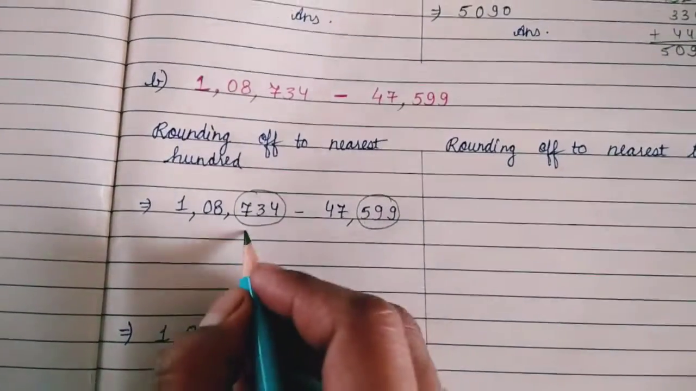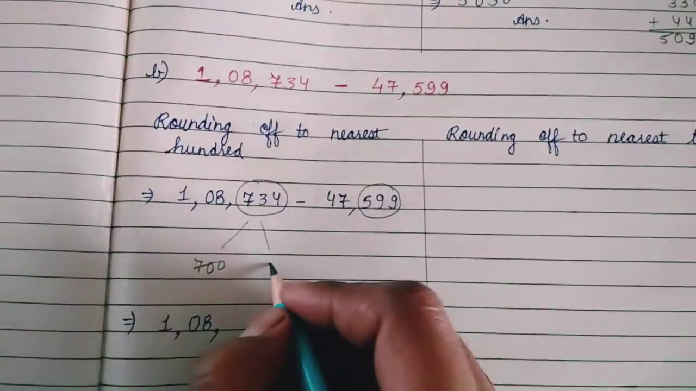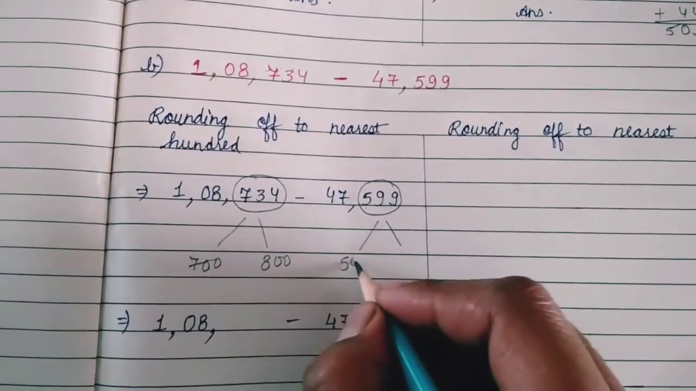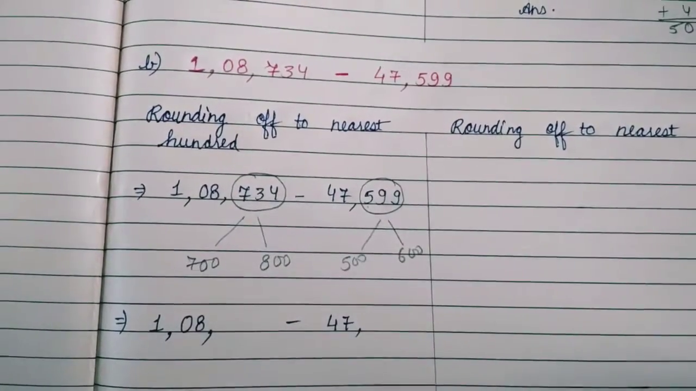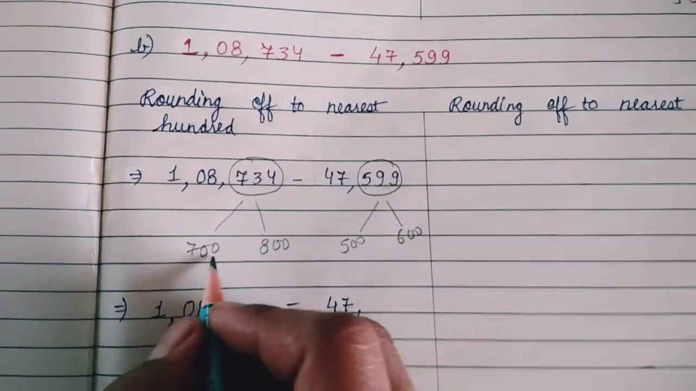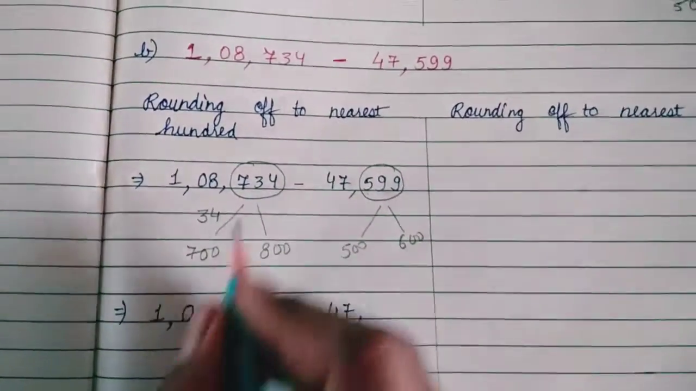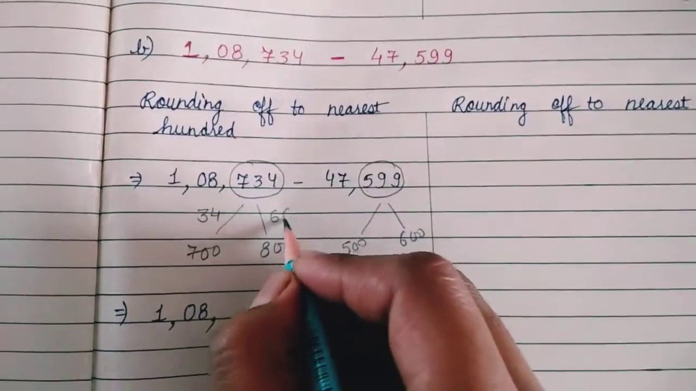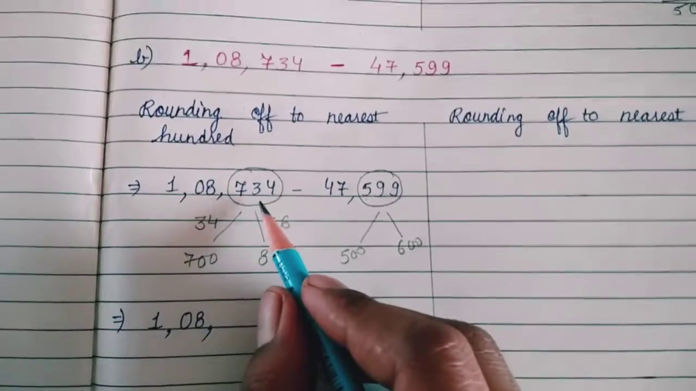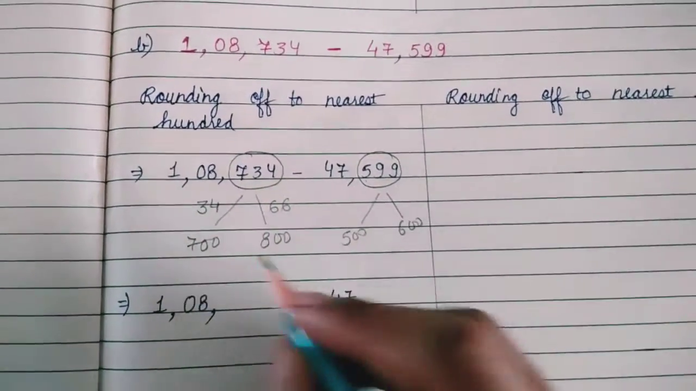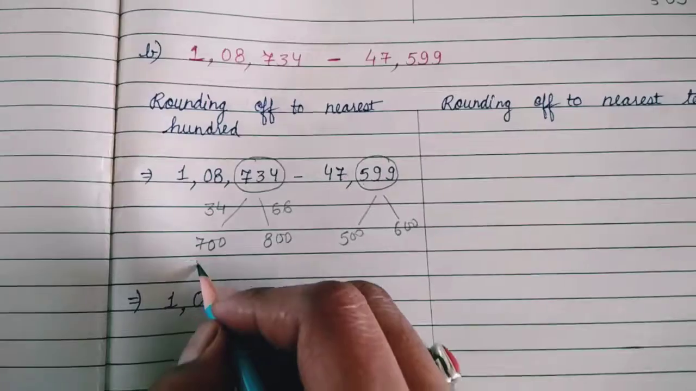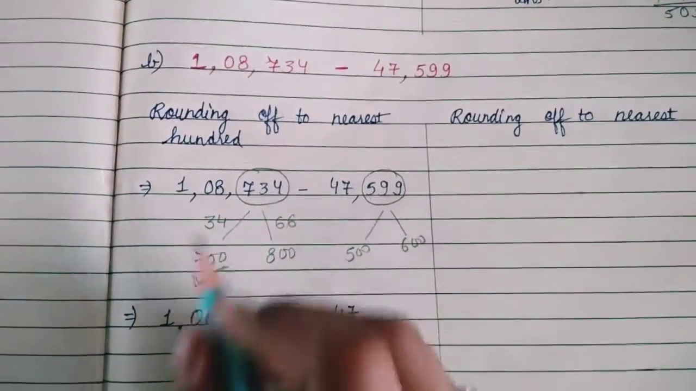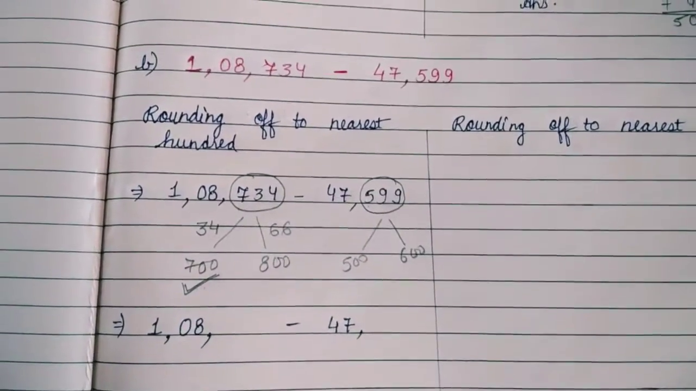So 734 is coming in between 700 and 800. And 599 is coming in between 500 and 600. So as you can see, from 700 we have to take 34 steps to reach 734. And from 800 we have to take 66 steps to reach 734. So whom will we choose? Yes, we will choose 700 because it reaches 734 faster as compared to 800.